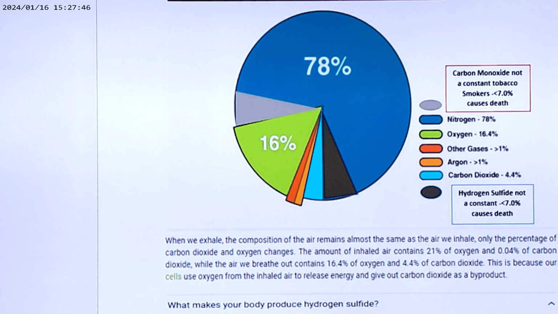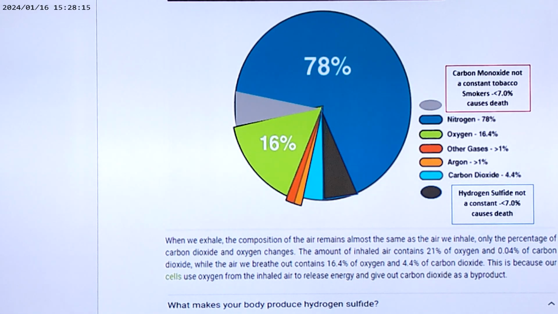Now, nitrogen is still at around 78 parts per million. Oxygen is 16.4 parts per million. That's what we exhale. So we've inhaled oxygen, now we're exhaling oxygen, but not at the same rate that we inhaled it, okay? Other gases, 1% argon. Carbon dioxide, we're exhaling carbon dioxide. Everybody's going to exhale that at around 4.4%.